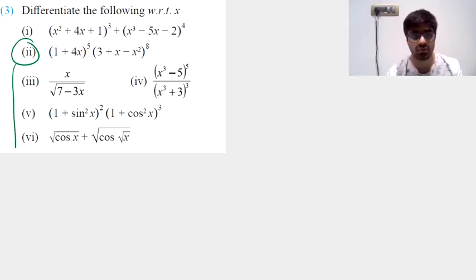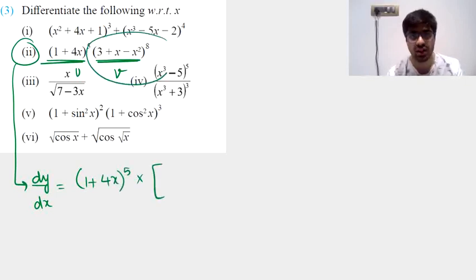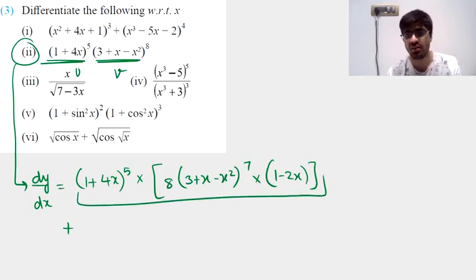Continue with the second one. It's an expression of the type u into v. So dy by dx will be u into derivative of v, that is 1 plus 4x the whole power 5 into the derivative of v, that will be 8 times 3 plus x minus x square the whole power 7, multiplied by the derivative of that inner term, which will be 0 plus 1 minus 2x. So simply 1 minus 2x.